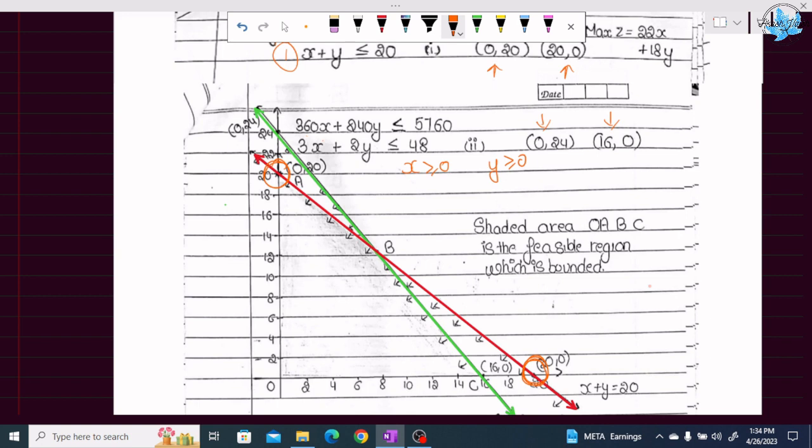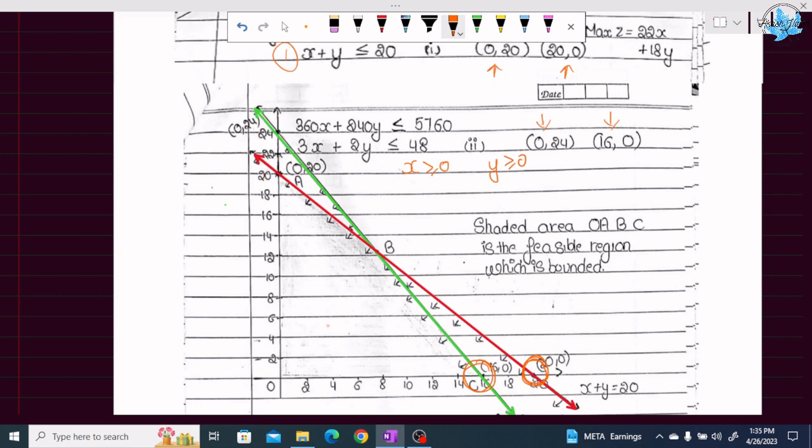Similarly for the second equation graph, you can see the coordinates are given to you: 0 comma 24 and 16 comma 0. 0 comma 24 is on the y-axis and 16 comma 0 on the x-axis. So the green line shows the graph of the second equation, that is 3x plus 2y is less than or equal to 48. So that's all for the graph.